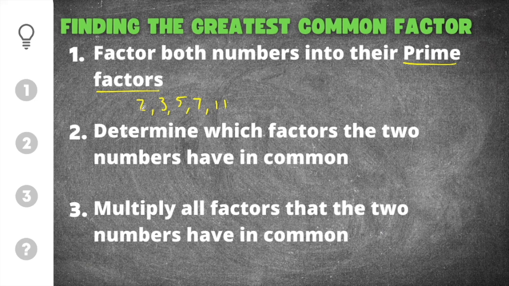After you have your numbers in prime factors, you determine which factors the two numbers have in common. This means you're going to look at the prime factors and see which factors are the same between the two numbers, and those are the factors that you use. After that, you will multiply the factors that the two numbers have in common together. After you multiply, this will be your answer. So you'll take whatever factors they have in common, multiply them together, and after multiplying, that number will be your solution.